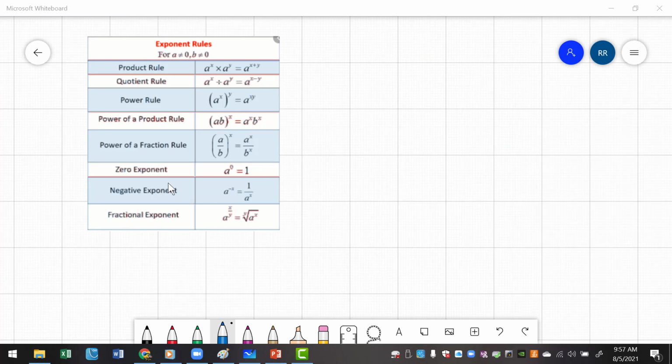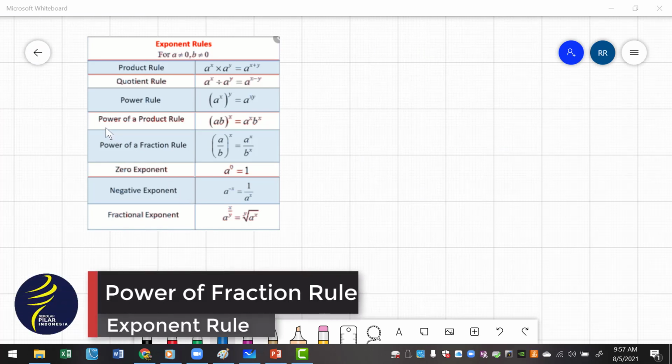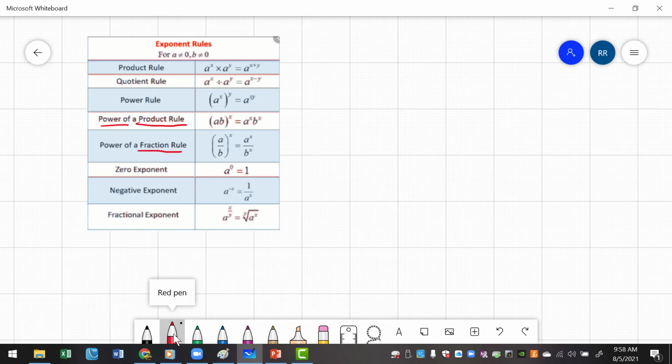The next is the power of fraction rule. The previous one was the power of product rule, and this is the power of fraction rule. It's almost the same thing, but the difference is that this is in fraction form, or division form.